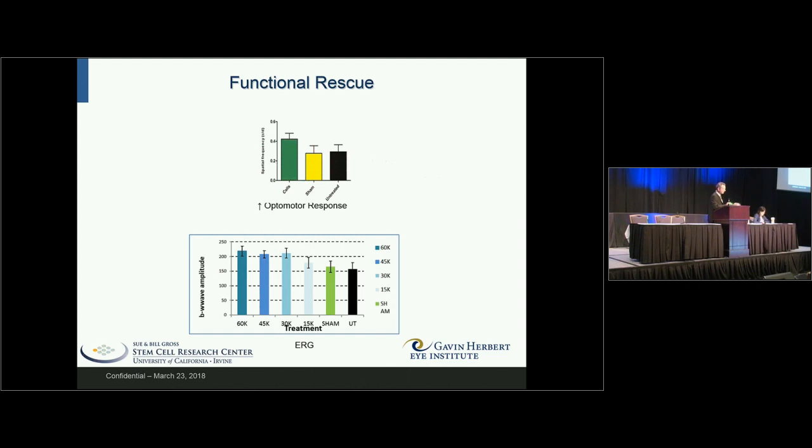That's electroretinogram, kind of like an EEG for you brain people. What we see here again is that the sham and untreated controls have a certain amplitude of B wave, and that the B wave is better preserved in animals that have been treated, and you see some indication, a suggestion anyway, of a dose effect.